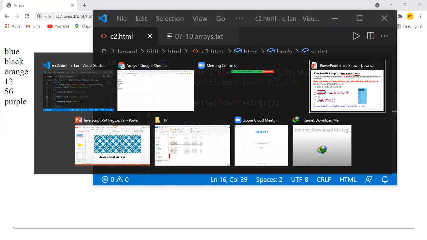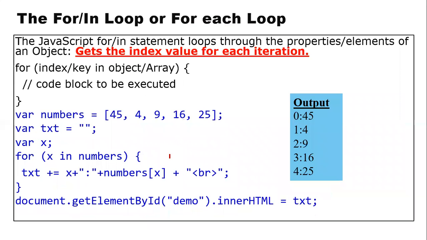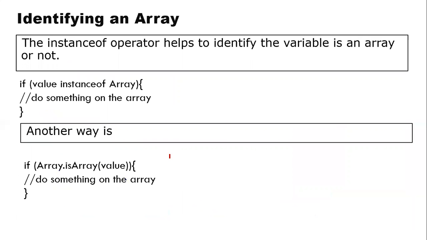So both the loops are available for us. I've taken examples of both for in and for of. Now, when you want to know the type of your variable, you can use Array.isArray. That will tell me whether it's an array type or not, returning true or false.